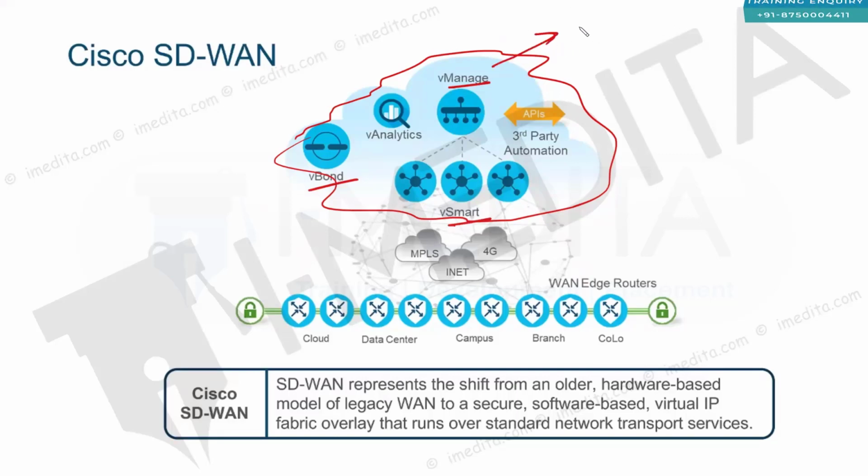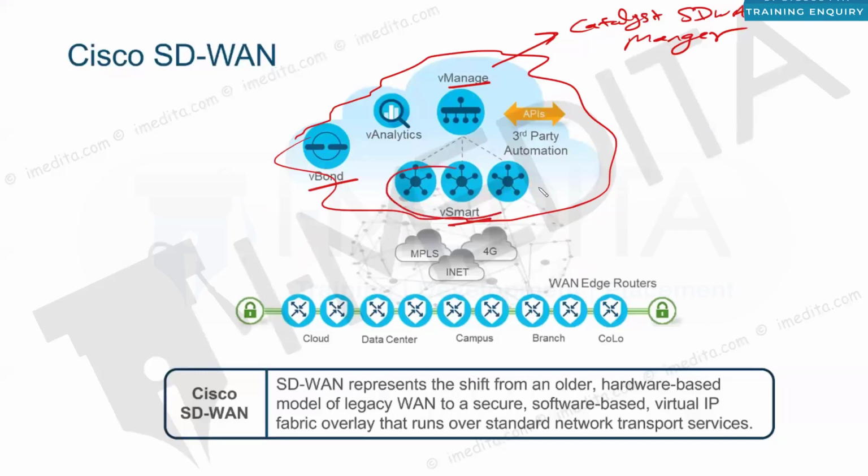So vManage is now Catalyst SD-WAN Manager, right? As I told you. So from version 20.12 onward, the vManage would be known as Catalyst SD-WAN Manager, right?